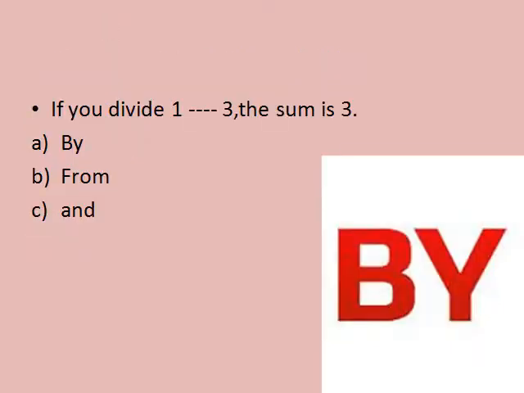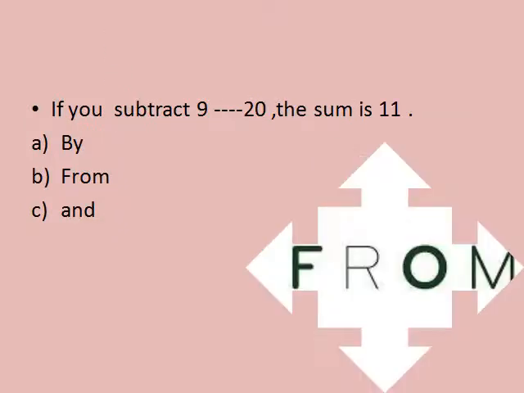Multiply. If you divide 1, 3, the sum is 3. By, from, and. By. If you subtract 9, 20, the sum is 11. By, from, and.